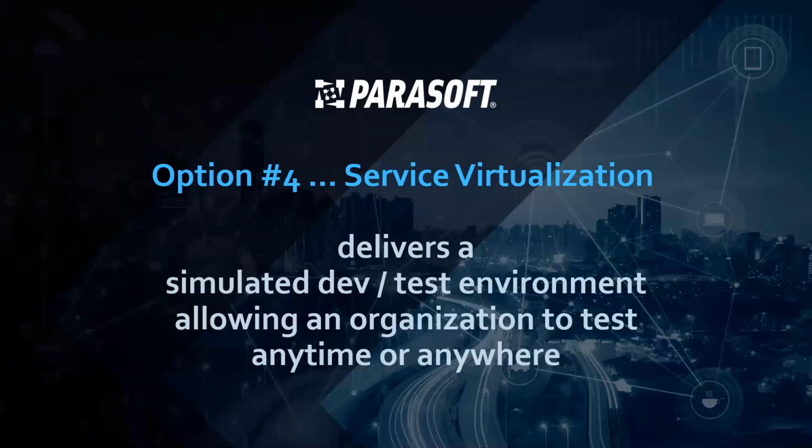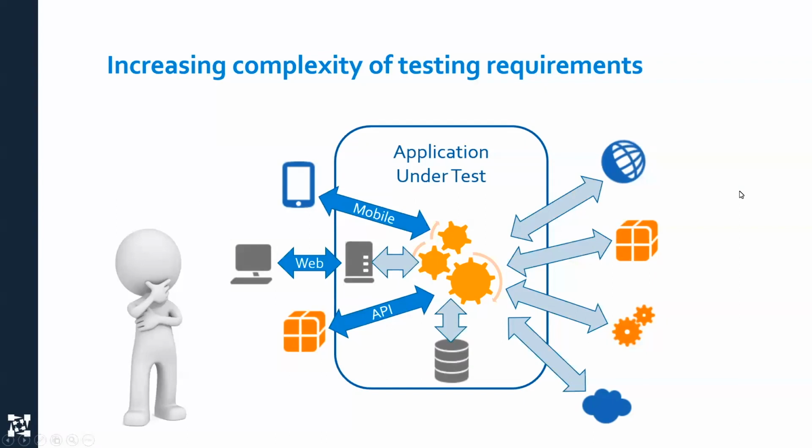So I think there's an option 4, and that option 4 is service virtualization. For those who are unfamiliar, service virtualization allows you to simulate backend components that are unstable, unavailable, or do not have the proper testing or data for your requirements. With service virtualization, we can simulate those backend components and use them as a vehicle to give us our data.